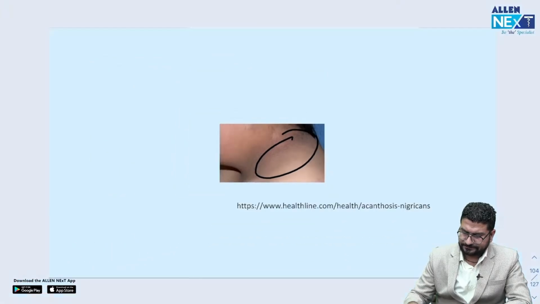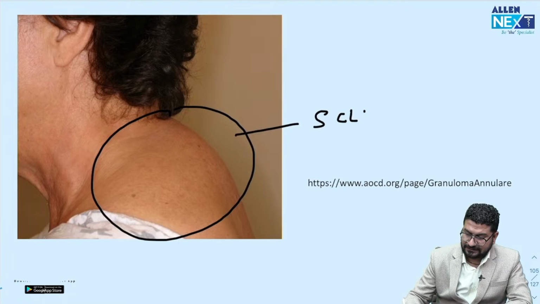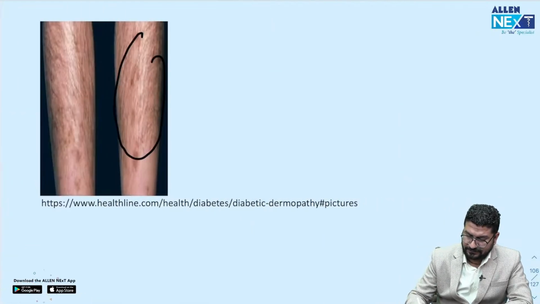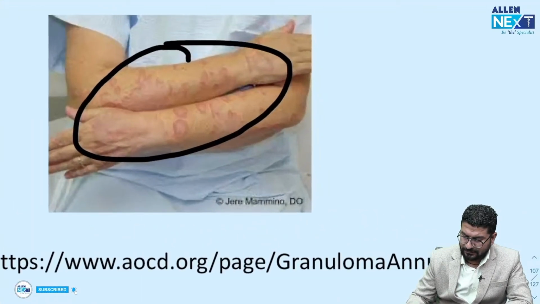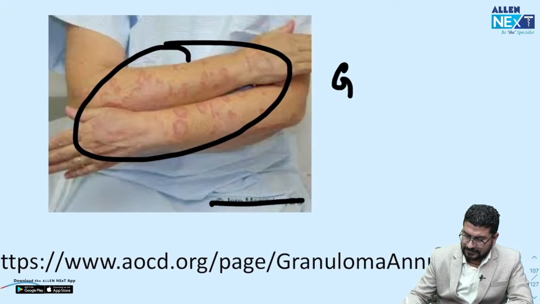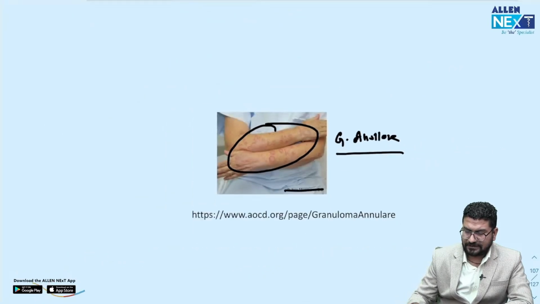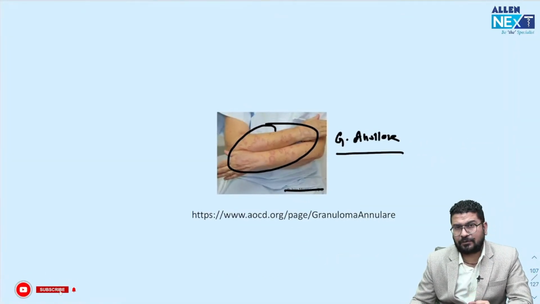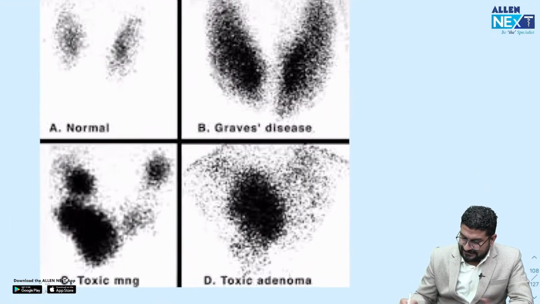Acanthosis nigricans, and this is called scleredema. It is not scleroderma, it is scleredema. Then you can notice here there will be shin spots on the tibia. And this type of rash, we call granuloma annulare. So this is something which we see as a sign of diabetic dermopathy, diabetic skin changes. This is something they ask again and again.